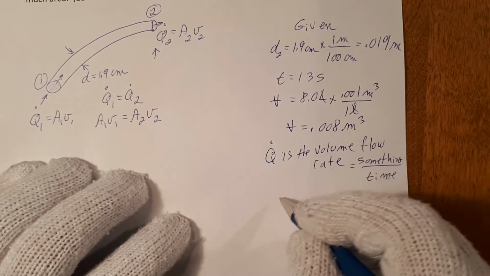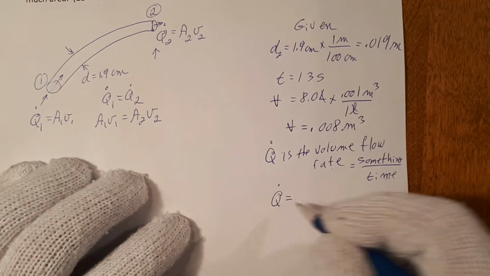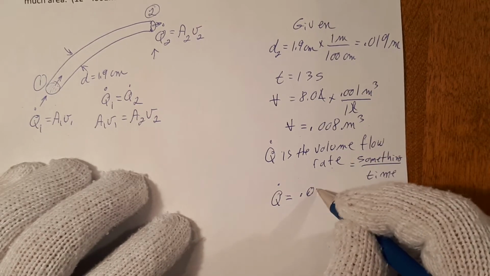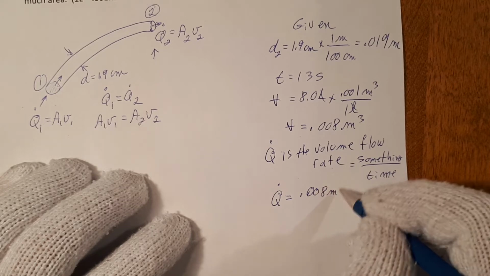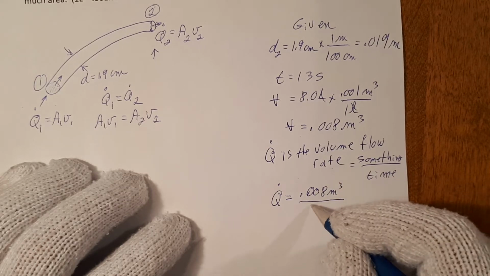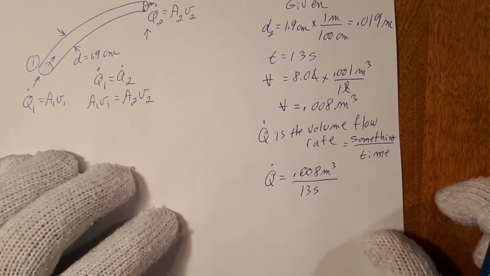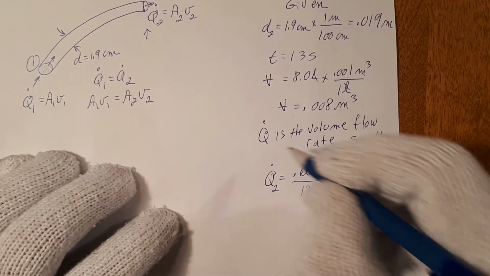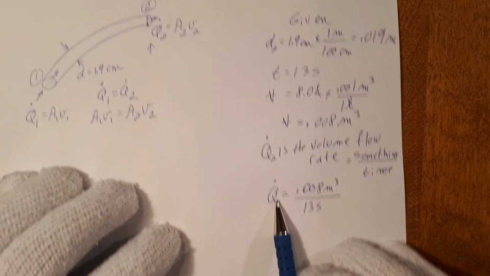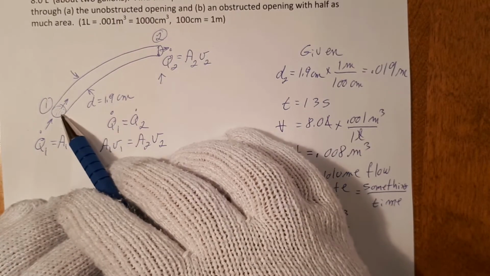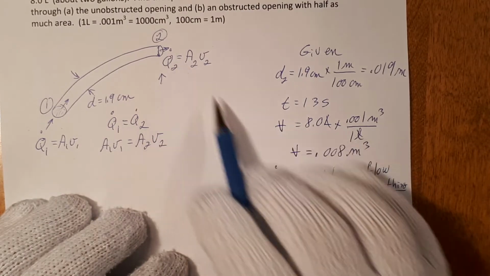Therefore, our Q, volume flow rate, is equal to the volume, 0.008 cubic meters divided by time. And the time we were given is 13 seconds. And we'll call this Q2 just to stay the same. We're talking about this area here. The same applies here, but we'll concentrate on this portion.